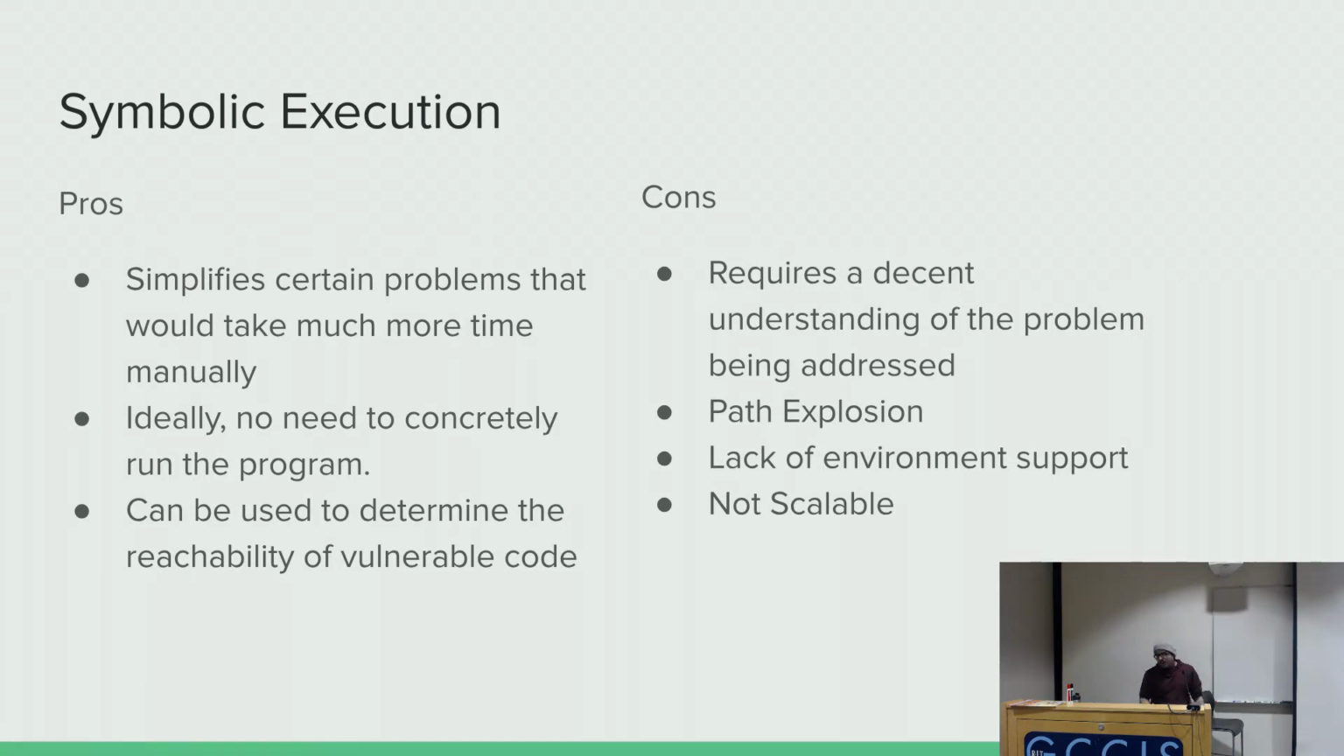The cons is it requires a decent understanding of the problem being addressed. And part of that is because it's not very scalable. So ideally, you want to only execute the instructions you care about, and you want to put as many constraints on that as possible, because you don't want too many symbolic variables. If you don't constrain the problem you're facing, you're going to end up with path explosion, and a state that can't be constrained. It's not satisfiable, right? We don't know how we could get here because we don't know enough about the problem we're dealing with.